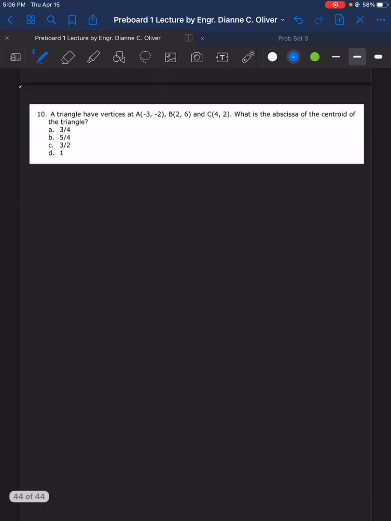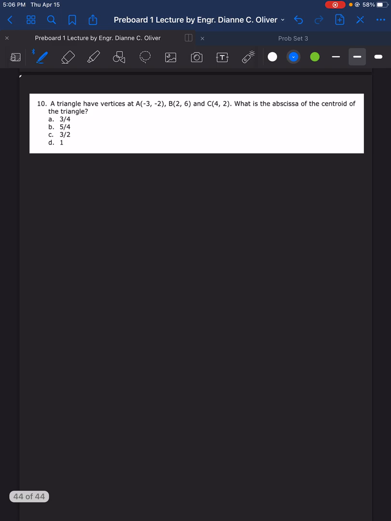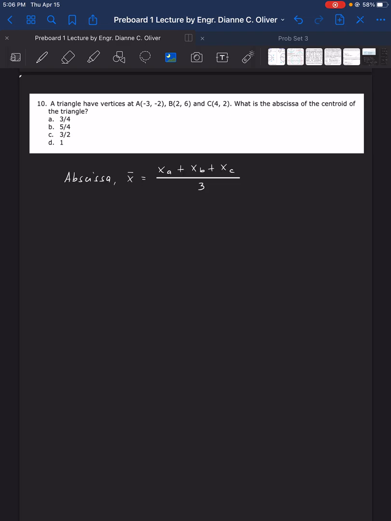Now let's go to the last problem, number 10. A triangle has vertices point A (negative 3, negative 2), point B (2, 6), and point C (4, 2). What is the abscissa of the centroid of the triangle? Abscissa is bar x equals x sub A plus x sub B plus x sub C divided by 3. That is the abscissa. It's as simple as that.